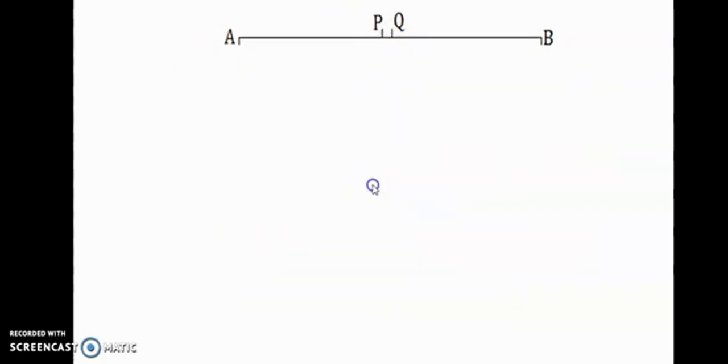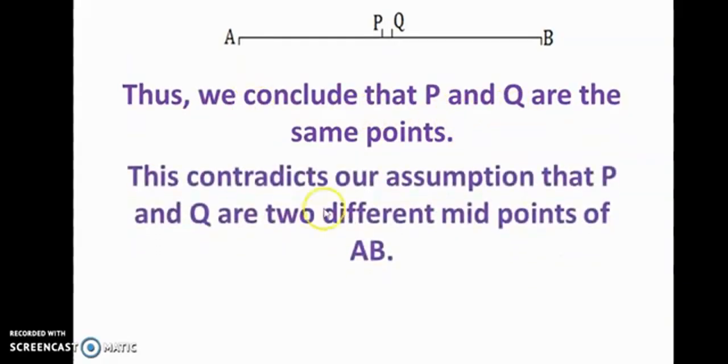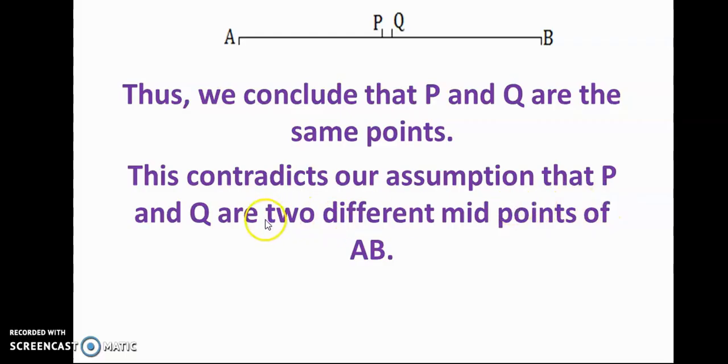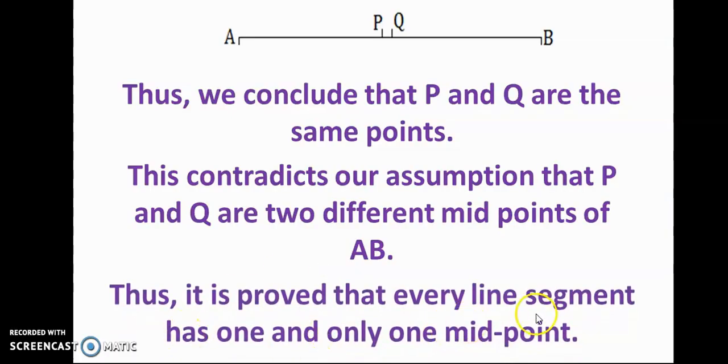Yes, thus we conclude that P and Q are the same points. This contradicts our assumption that P and Q are two different midpoints of AB. Thus, it is proved that every line segment has one and only one midpoint. I hope you understood, children.